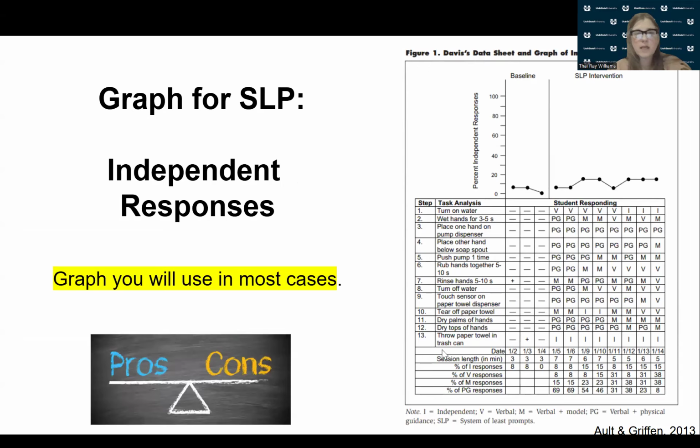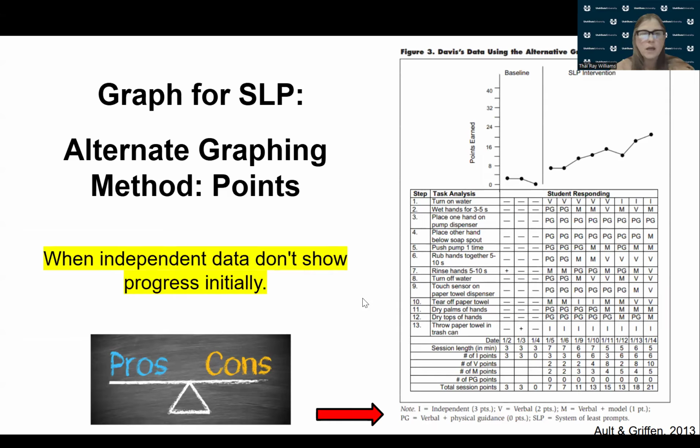So here's an example of where you're only graphing independent responses. So here's where the student was in baseline, and we can see that once intervention was implemented, they started to make some progress. They dip down a little, and then they're kind of starting to move back up and have stabilized. And this is the graph that you will use most often. And there's the data sheet with the task analysis. All right, thinking again about your pros and cons.